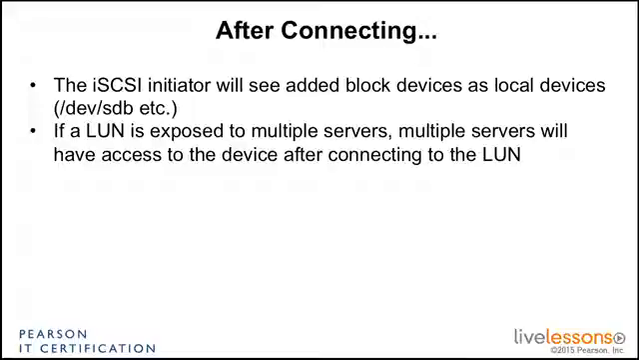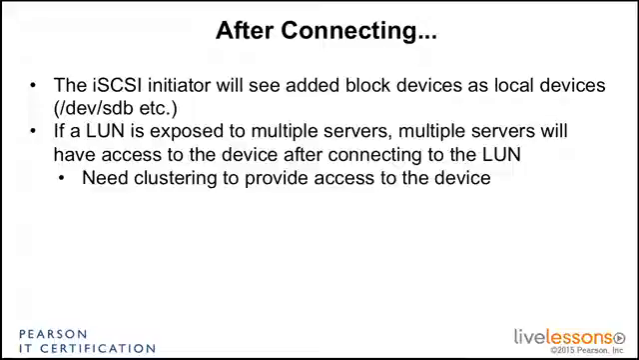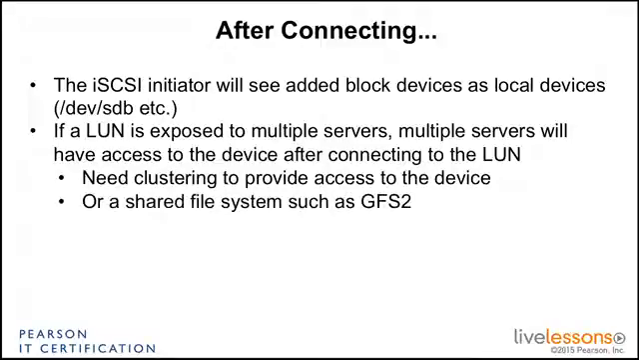So if you want to create a configuration like that, you normally would need clustering to provide access to the device, just to make sure that it can never happen that two servers are writing to the same file system at the same time. Because if you try to do that on an XFS or an ext4 file system, well, it's not really made to do that. As an alternative, you could also consider using a shared file system like GFS2. In GFS2, the file system cache is shared between the nodes, which means that all nodes writing to the file system are aware of what the other node is doing. But both clustering and GFS are not part of the RHCE objectives, so we won't talk about that in here.